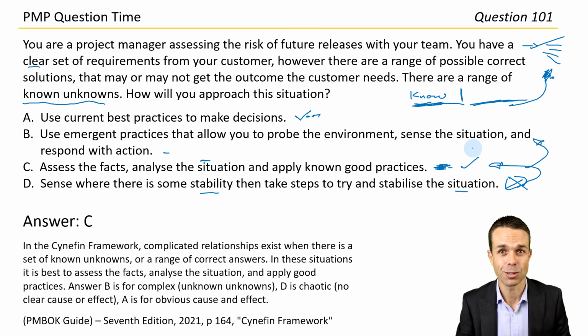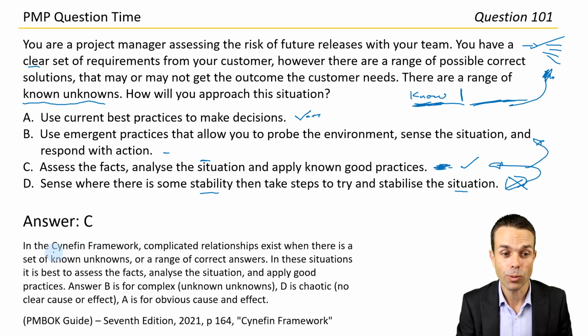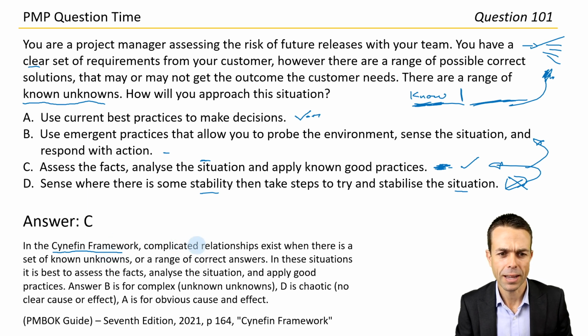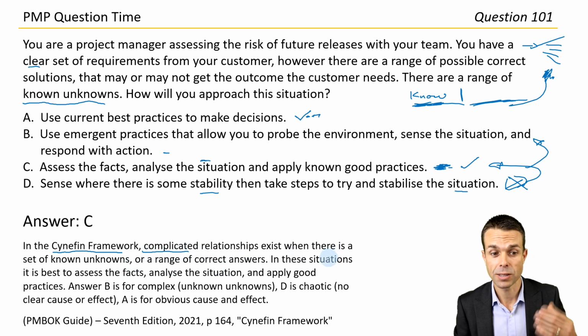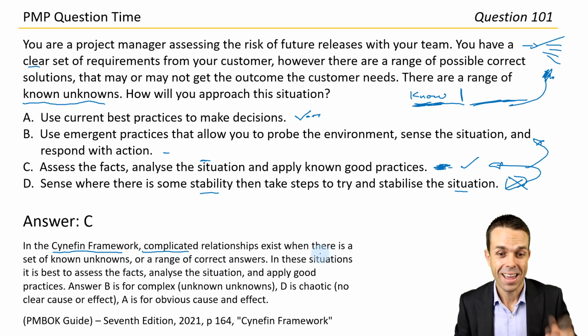Okay, wow, that was a little bit lucky, I think. And here's the framework, so that's good. It's spelled that way, but I think it's pronounced Kuhneven, the Kuhneven framework. Complicated relationships exist when there is a set of known unknowns or a range of correct answers. So complicated relationships. In these situations, it's best to assess the facts, analyze the situation, and apply good practices. Okay, so we got there.